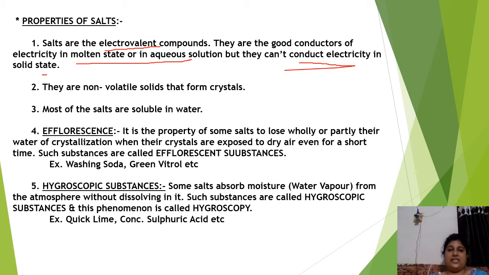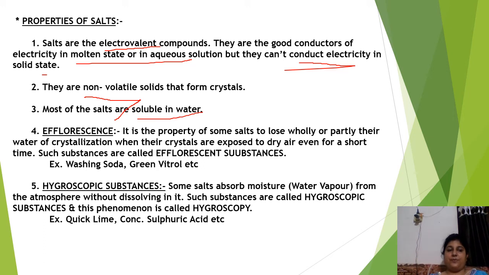when salts are in solid state, they do not have any free charge or any free ion. So they are unable to conduct electricity. But in molten state, they possess free ions, hence they become conductors and are able to conduct electricity. They are non-volatile, meaning they do not vaporize when kept open in air, and they are soluble in water.